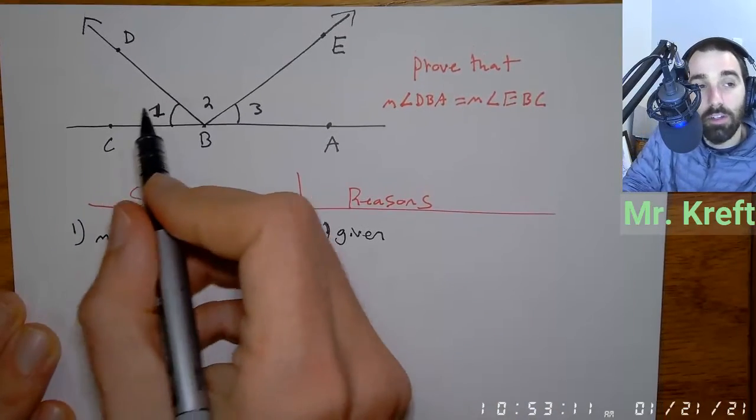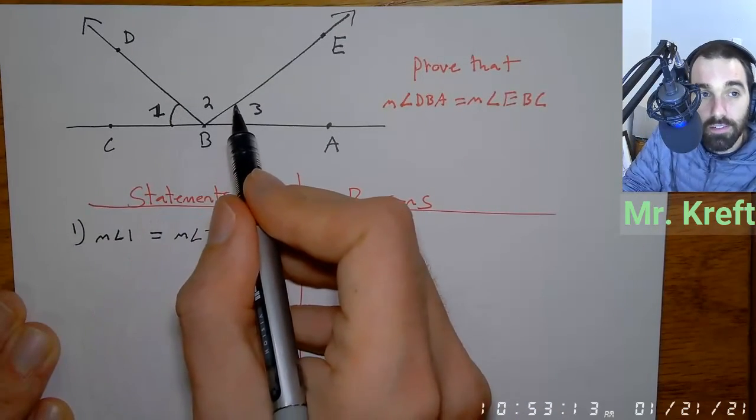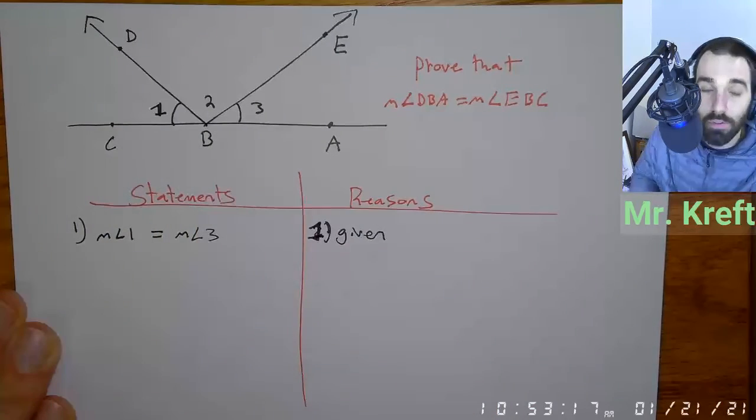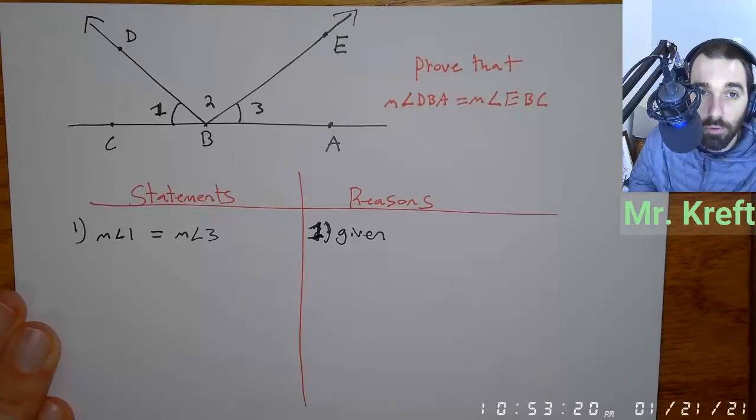Okay, so this statement is given because in the picture, it says these two angles are congruent, right? With the little arc there in both those angles, that means both those angles are the same. That is the mark for congruent for an angle.